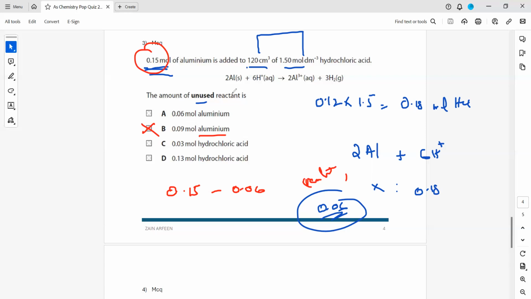So first we work out the moles of HCl. From moles of HCl, we work out how many moles of aluminum are required. We need only 0.06 and we have more than that. So it means aluminum is more than enough, or in excess. So the total moles minus the moles of aluminum which reacted, we get how many moles are unreacted.